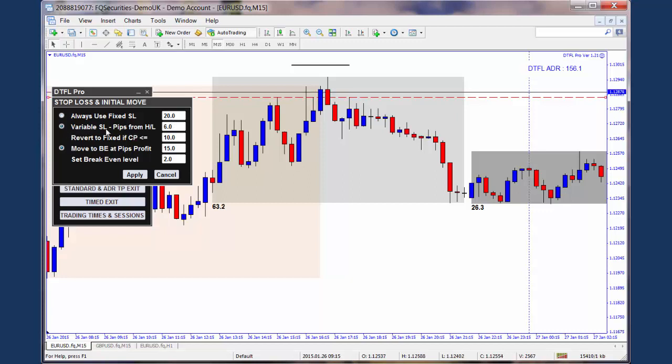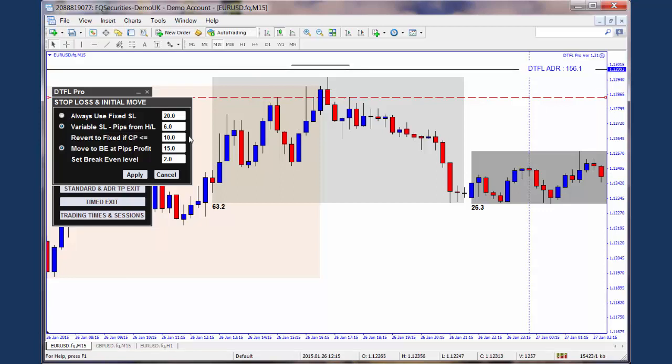Alternatively, if you select variable stop loss, then when the entry is placed, nearly always, and I said nearly always, the majority of the time, there is an exception which I'll talk about in a moment, your stop loss will be placed this distance, whatever number you put in here, in this case 6 pips above the recent high or low. If you're talking about upper PP lines, then it'll be above the recent high. If you're talking about a lower PP line, then it'll be below the recent low.